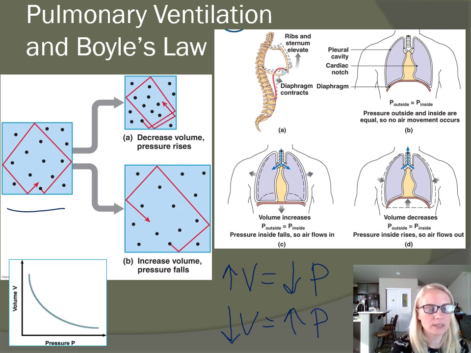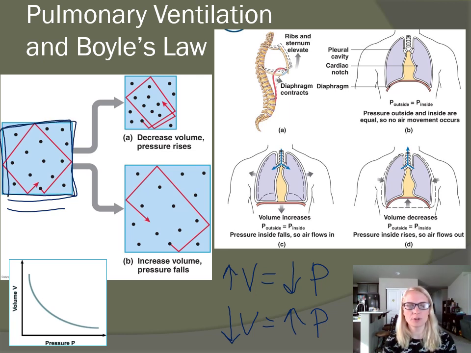In this first box here, let's say this is the initial size of our container. The little red arrow is just showing you the randomness of these gas molecules bouncing on the inside of the container. And that's going to set up a particular pressure, our set pressure.